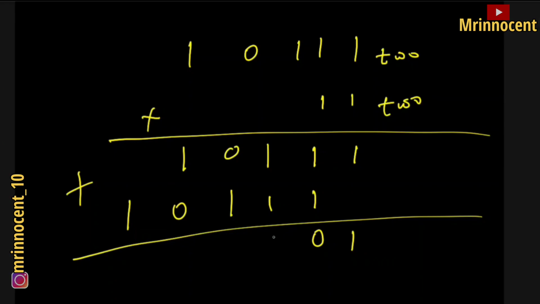3 in base 2 is 11. Remainder 1. 1 plus 0 is 1 plus 1 is 2. 2 in base 2 is 10. Remainder 0. 1 plus 1 is 2 plus 0 is 2. 2 in base 2 is 10. Remainder 0. You have 0.